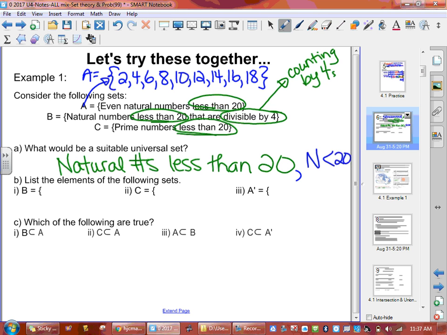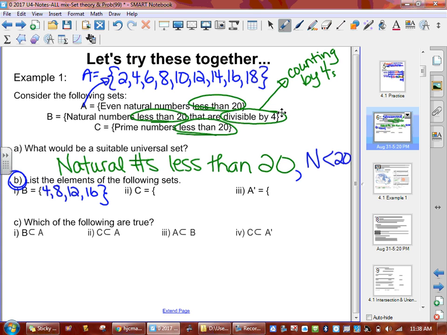All right. Now on letter B down here, we want to list set B. What are the elements in set B? Right, multiples of 4. So again, we start with number 4, and we add 4 every time. So 4, 8, 12, 16. If we add 4, we get to 20, and we're not allowed to use the number 20. So that's the end of our set. Okay, so there's only 4 numbers in set B.